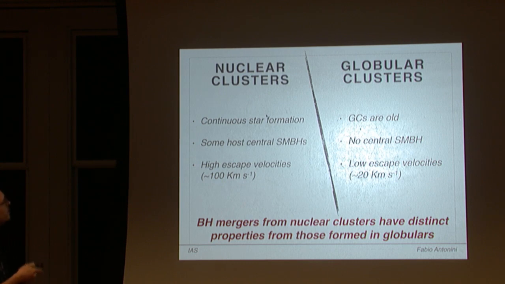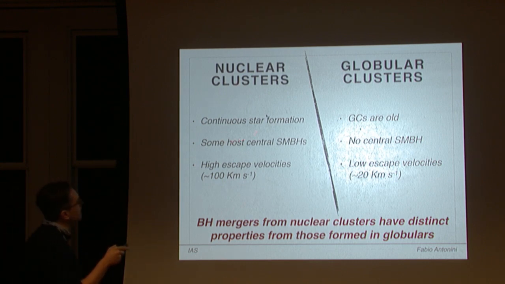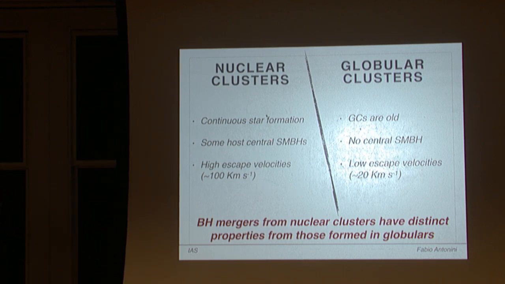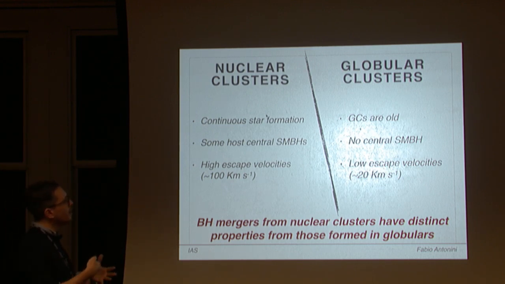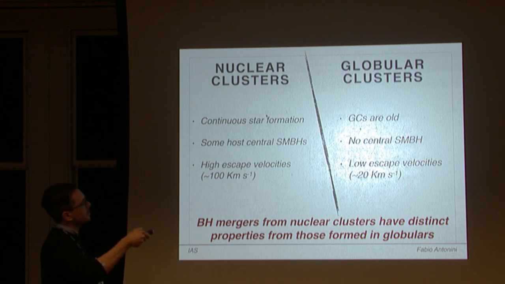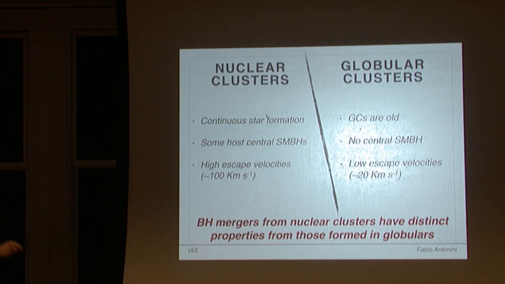Some of these key properties are listed here. So nuclear clusters often are observed to have young stars in their center. And for the Milky Way, there is evidence of continuous star formation throughout the age of the star cluster. And so in nuclear clusters, stars, black holes, and therefore also black hole binaries will be formed continuously throughout the age of the star cluster, while in globular clusters they're formed and also merge mostly early on during the evolution of the star cluster. So this will affect both the rates and also the properties of the merging compact objects.